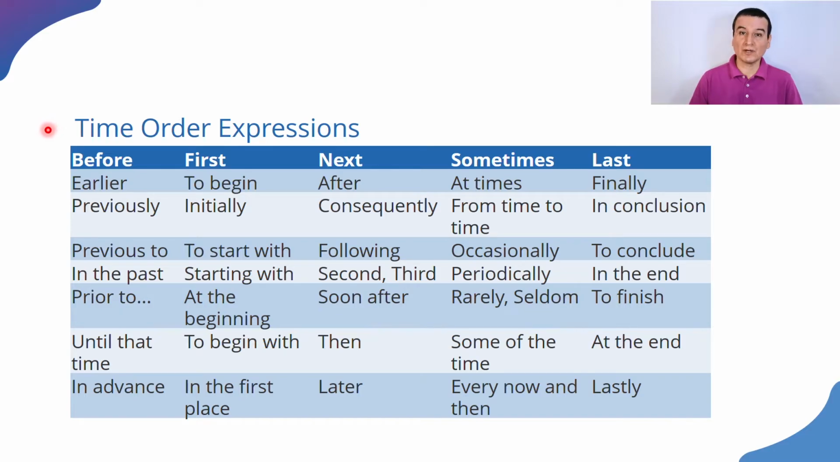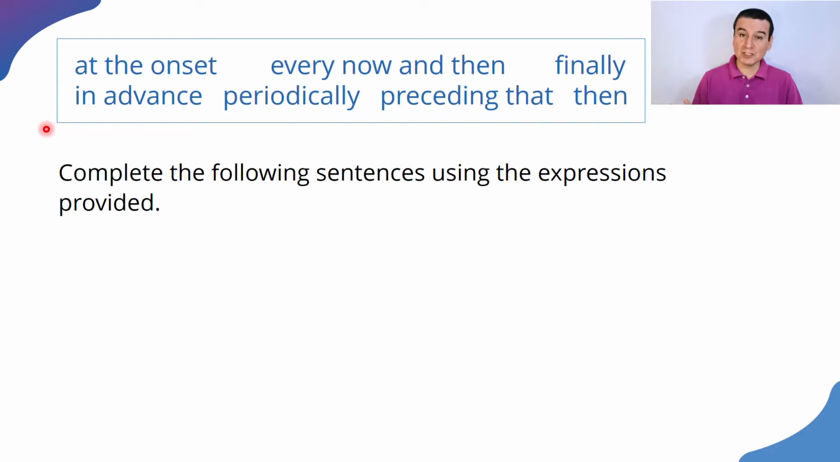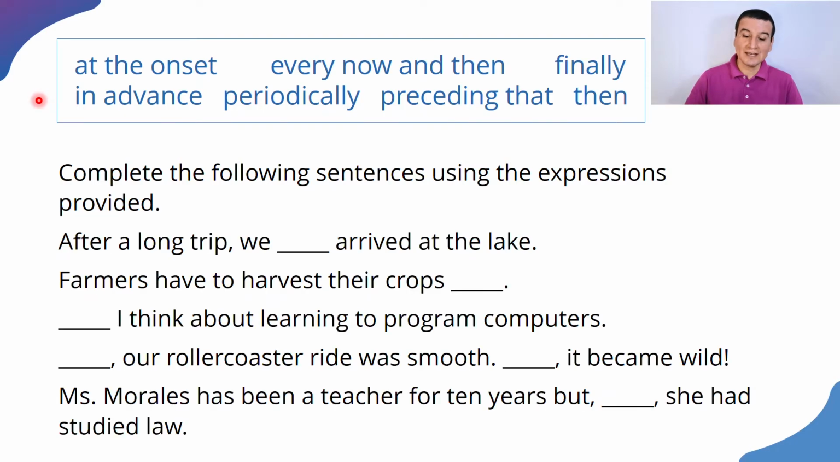All right, so I hope during this time you have taken a look at the list, and I have an activity for you. It's very simple actually. I am going to give you some expressions and you're going to complete some sentences based on the context that I provide for you. So look at these expressions, all right? And this is the official instruction, singular. Complete the following sentences using the expressions provided, right?